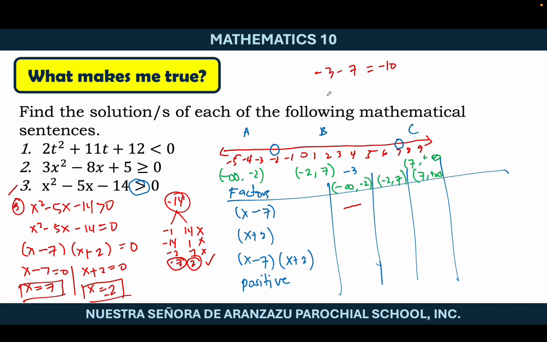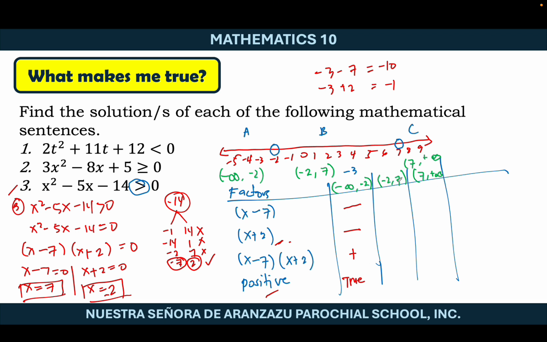Okay, next, negative 3 plus 2. Para saan naman to? Dito yon. Okay, so negative 3 plus 2 is negative 1. Anong sign? Negative. Then pagdating dito, hindi na kayo magsasubstitute. Just multiply the sign. So negative times negative is positive. Ano ba hinahanap natin? Positive. So this is true. Okay.